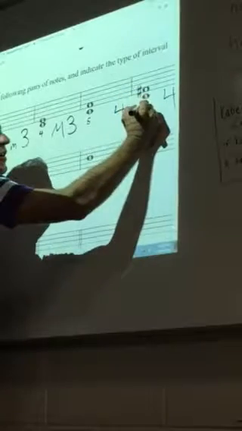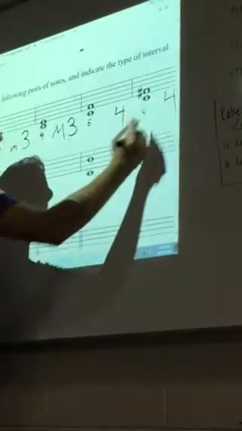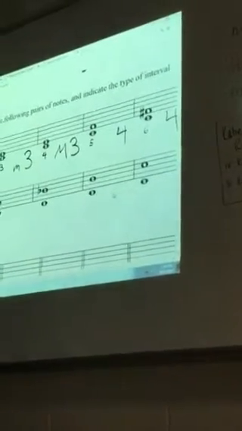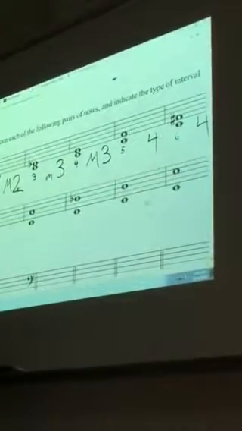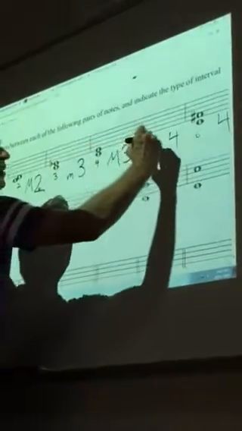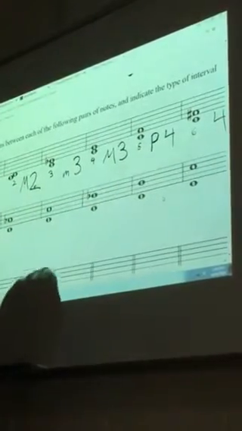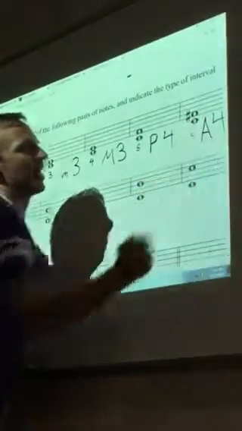And how many half steps are here? 6. Now, what type of fourth do you think this is going to be? Any guesses? Wrong. So this is going to be called a perfect fourth with a P. And this is going to be called an augmented fourth with a big A.